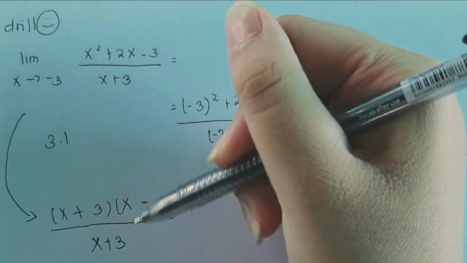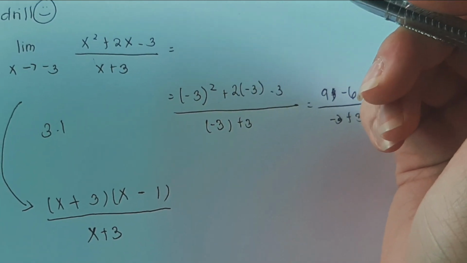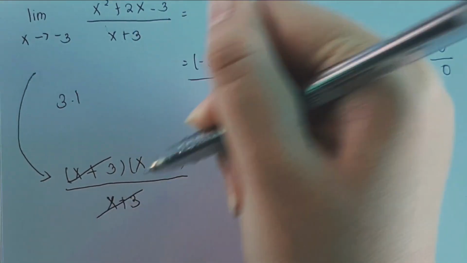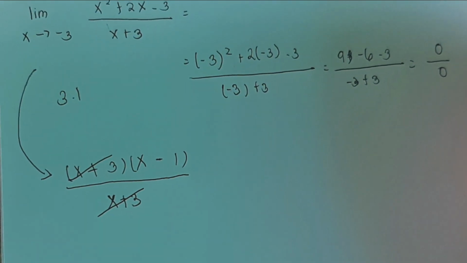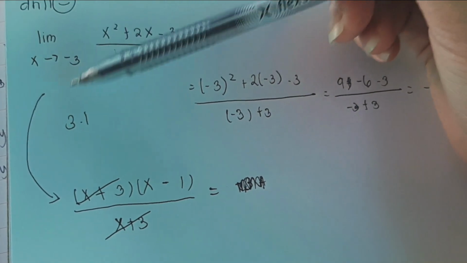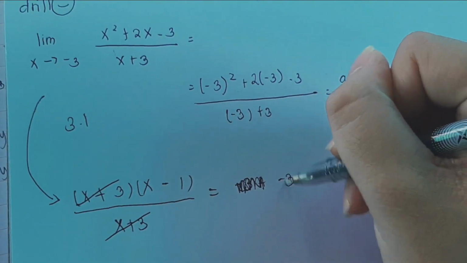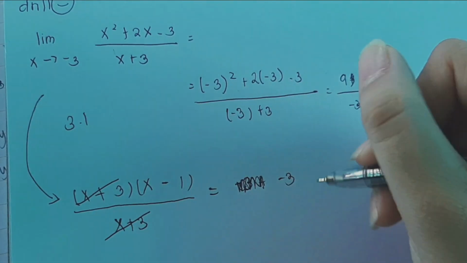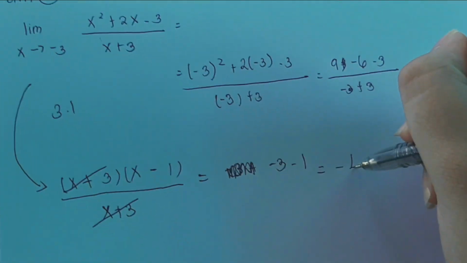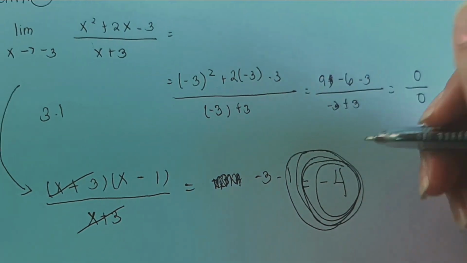Now, we're going to cancel expressions that are similar. Here we have x plus 3. So we're going to cancel them both. So now we're going to simplify further. We have x = -3 as our given. So -3 is going to substitute x minus 1. So -3 minus 1 is -4. And that is our final answer for our drill.